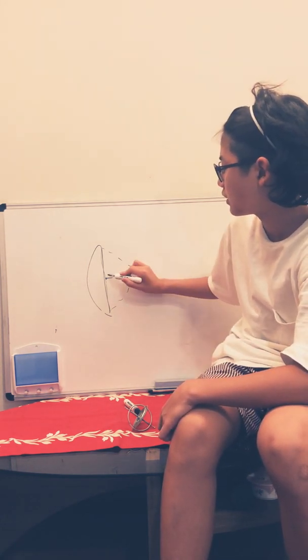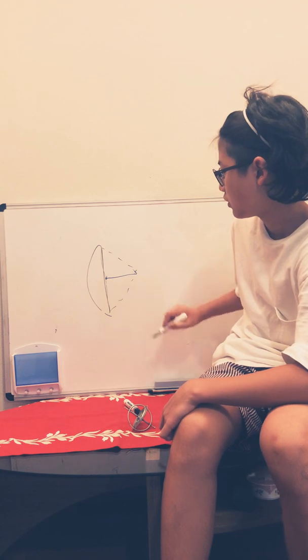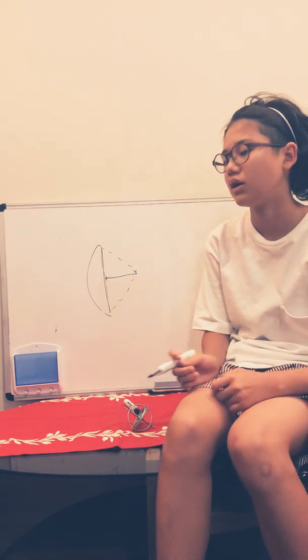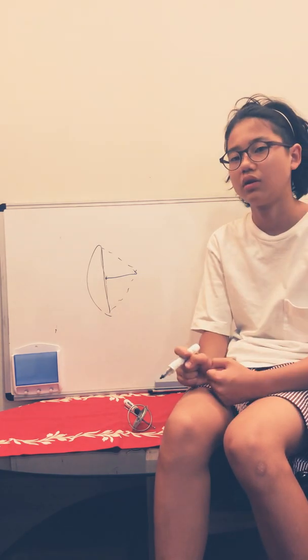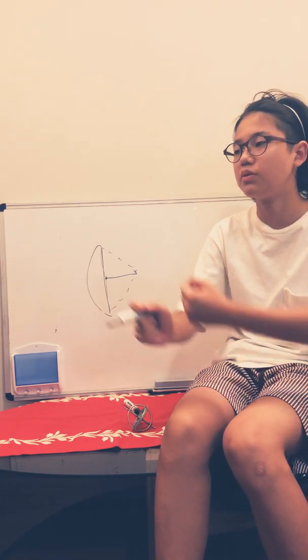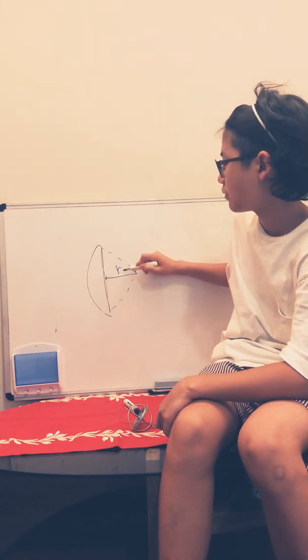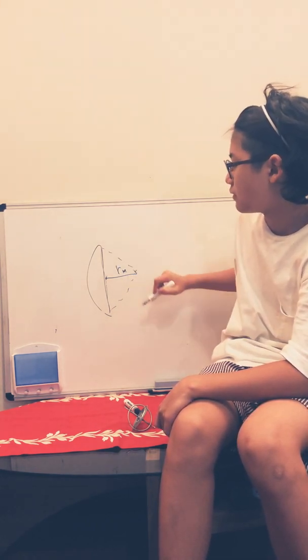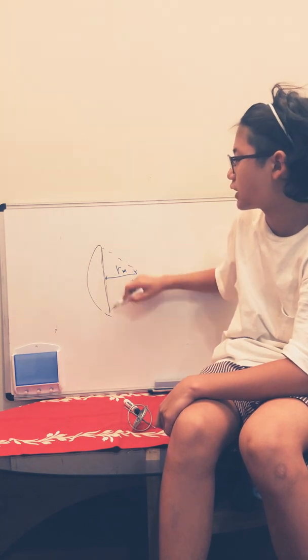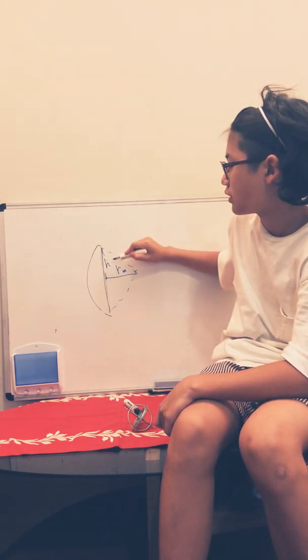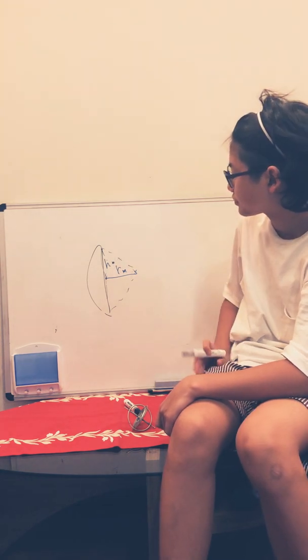I define that this length, how much you pull, as R meter. And then the half length of this thing is H meter.